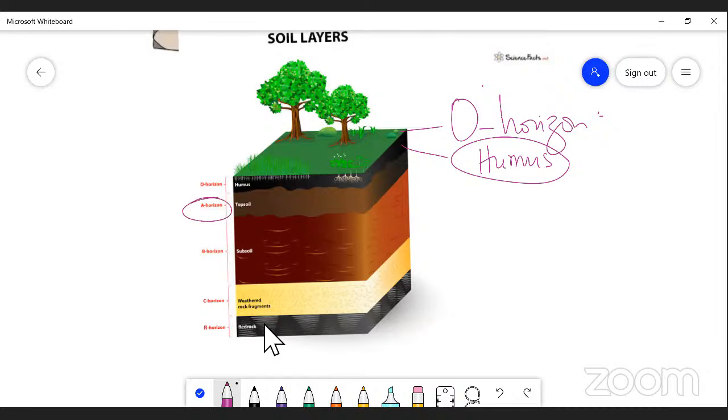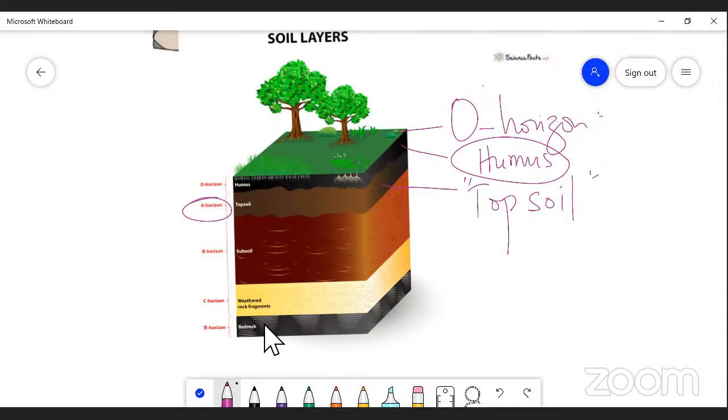It is also known as the topsoil. Topsoil is always dark in color due to the presence of a rich amount of minerals and organic matter, right? That's why it looks dark in color. Topsoil is rich in humus, rich in minerals, rich in organic matter. So that is the topsoil.